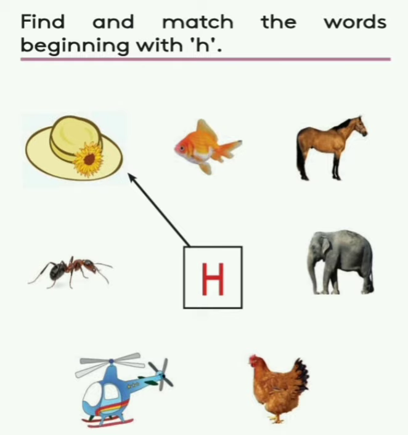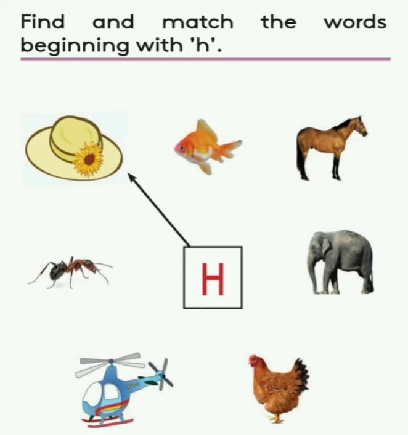What they have given is find and match the words beginning with letter H. You have to find and match only the words starting with letter H. I am going to read out the pictures, the words. Then you are going to identify only the words which have the pronunciation of H, her sound. So we are going to identify only the words beginning with letter H. Then you are going to match it through a line.